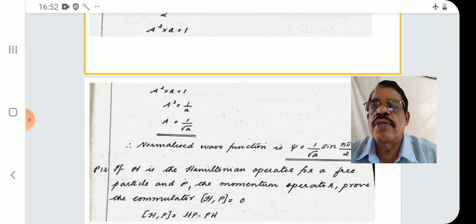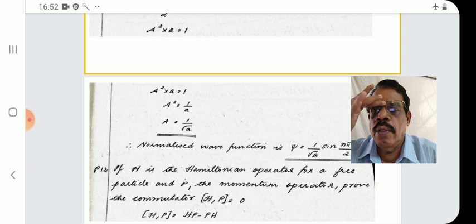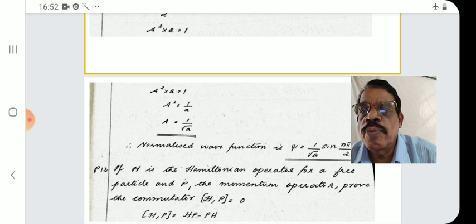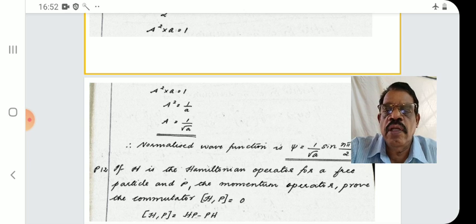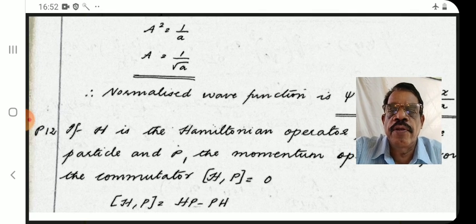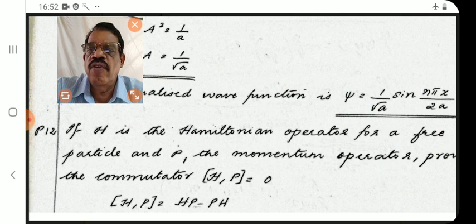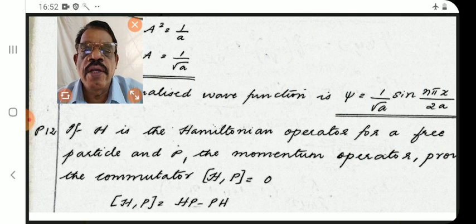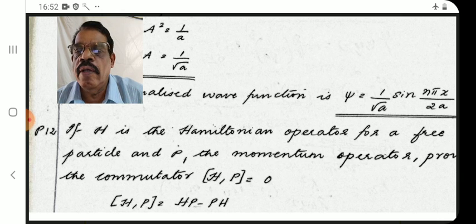That is, a squared into a is 1. A squared is 1 by a, so A is 1 by root a. That is the normalization constant. Therefore, the normalized wave function is psi equals 1 by root a sine (n pi x by 2a).